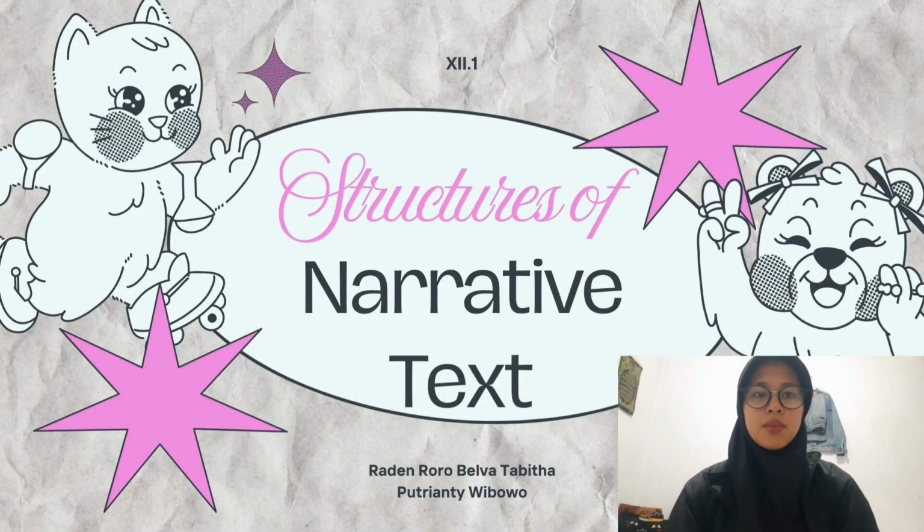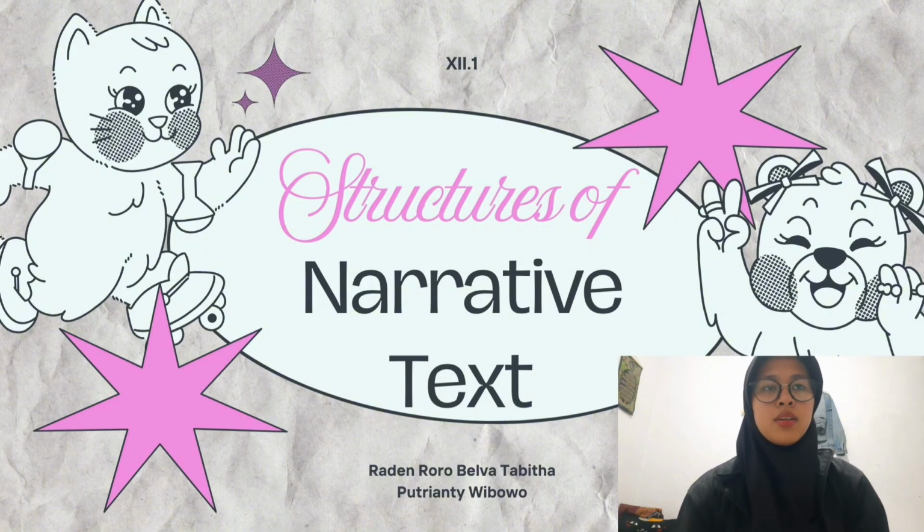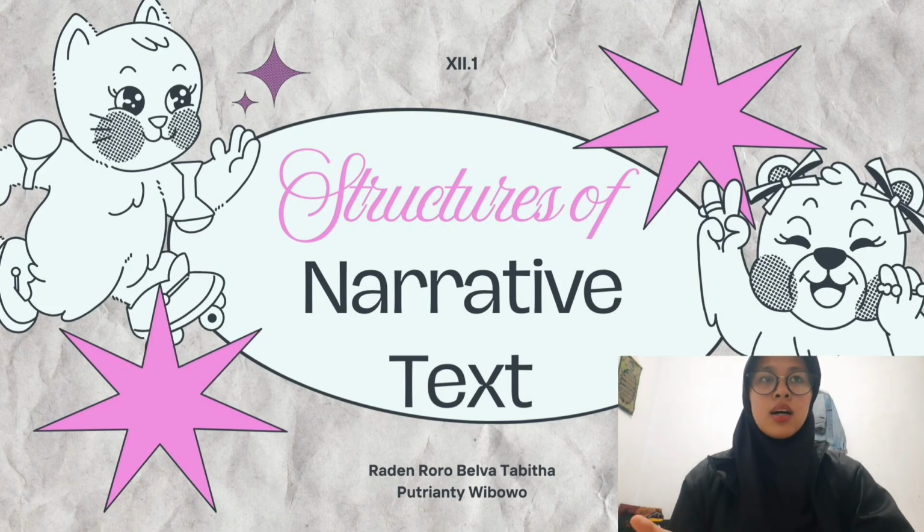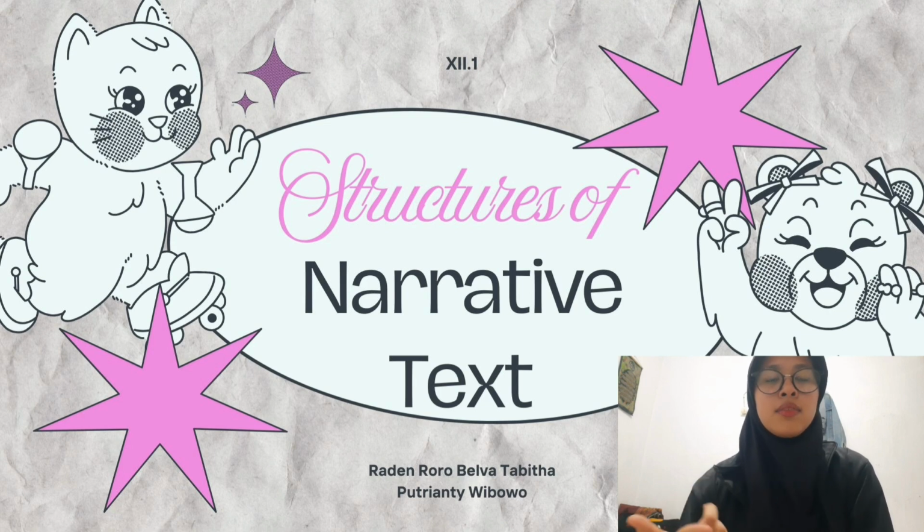Okay, so I'll begin with the definition of a narrative text. So what is a narrative text actually? A narrative text is a kind of text that tells a story. It can be based on true events, completely made up, or even a mix of both. The main purpose of a narrative text is to entertain and sometimes to inform or teach a moral lesson. A narrative text usually presents a sequence of events that are connected by characters, conflict, and a meaningful resolution.